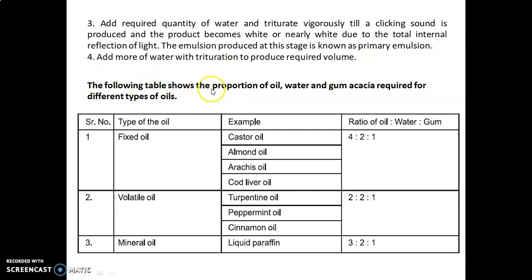The following table shows the proportion of oil, water, and gum acacia required for different types of oils. Serial number, type of oil, example, ratio of oil to water to gum. First, fixed oil, for example castor oil, almond oil, arachis oil, cod liver oil. The ratio of oil to water to gum is 4:2:1. Second, volatile oil, that is turpentine oil, peppermint oil, and cinnamon oil. The ratio of oil to water to gum is 2:2:1. Third, mineral oil, liquid paraffin, ratio of oil to water to gum is 3:2:1.